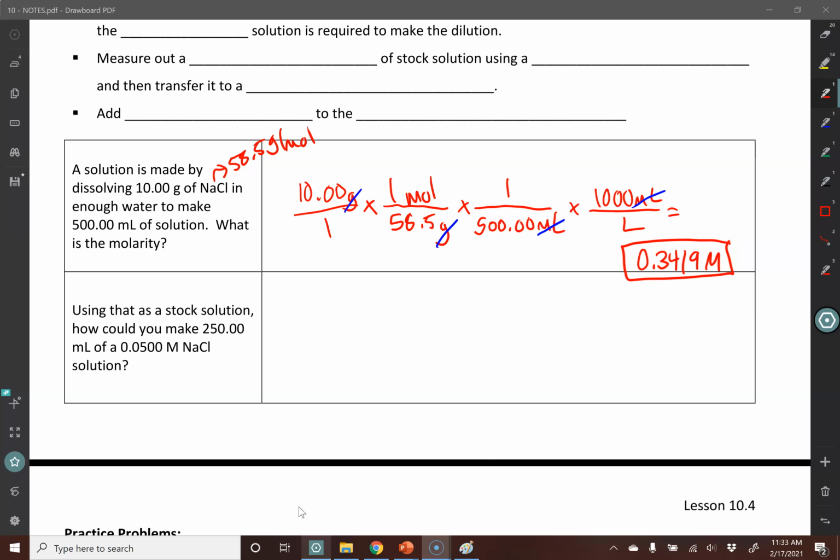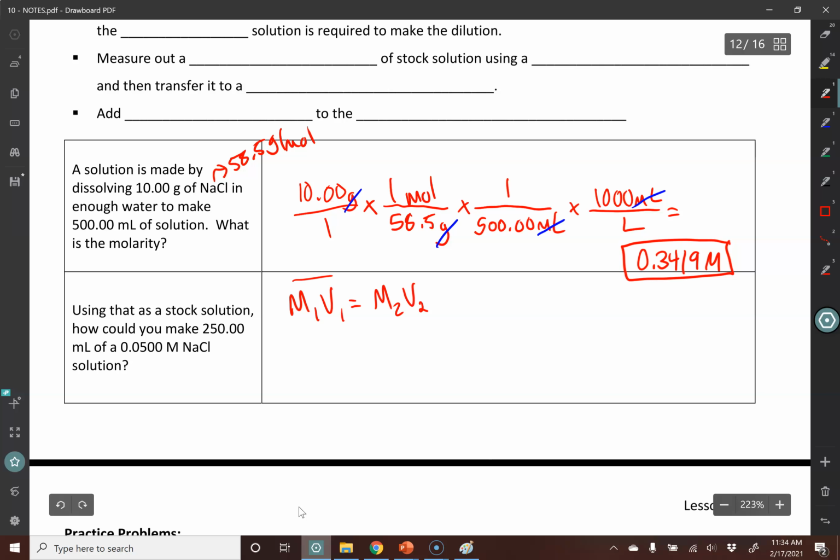All right, so I'm going to use my dilution formula. M1V1 is equal to M2V2. To help keep my work organized, I'm going to put S over M1V1 for my stock solution, and I'm going to put D over M2V2 for the diluted solution. Here's where students usually get confused. The formula itself is not difficult to use. I've got my molarity of my stock solution, we just calculated it.